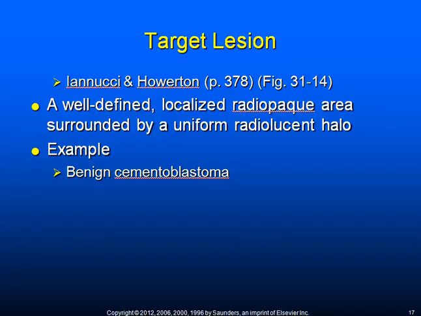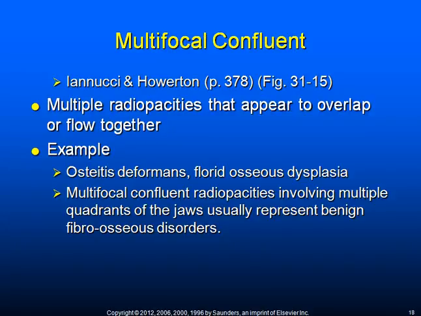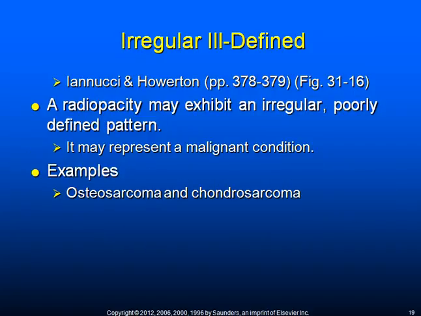A target lesion is a well-defined, localized radiopaque area surrounded by a uniform radiolucent halo. Multiple radiopacities that appear to overlap or flow together are referred to as multifocal confluent. A radiopacity may exhibit an irregular or poorly defined pattern.